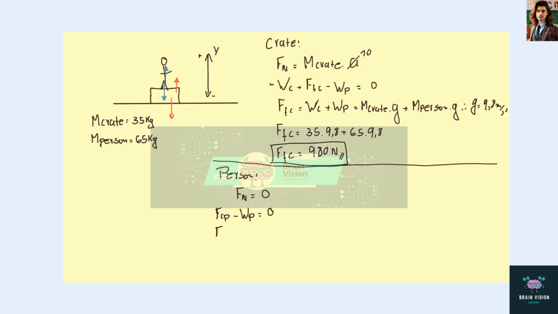Therefore, the force that the crate exerts on the person is equal to the weight of that person. That is given by the mass of the person times the acceleration of gravity, which is equal to 65 times 9.8. And this gives us a force that the crate exerts on the person of 637 newtons.